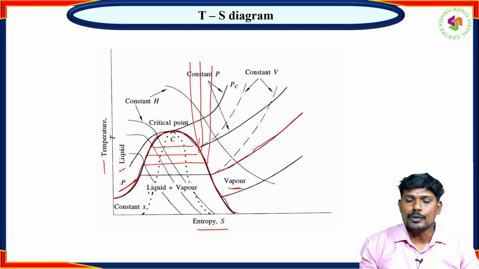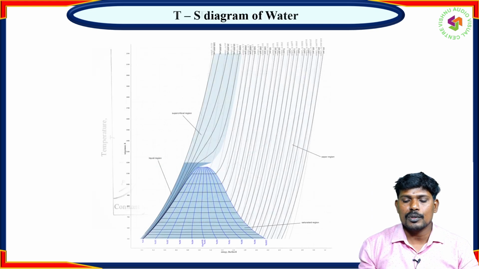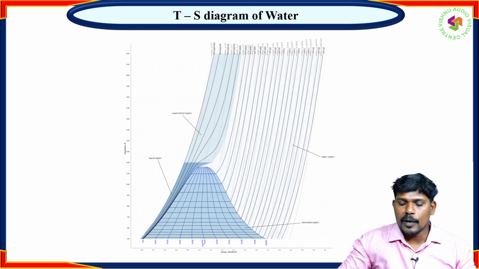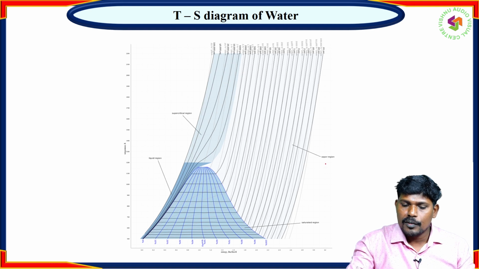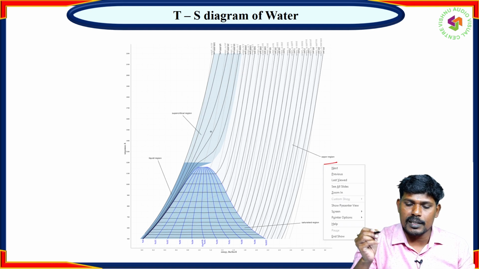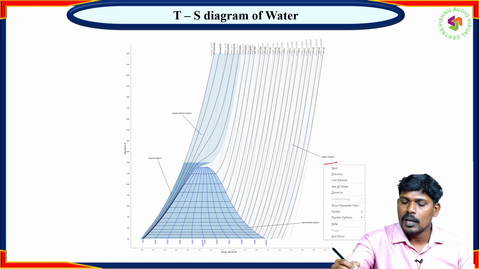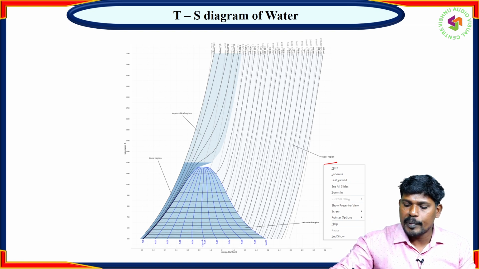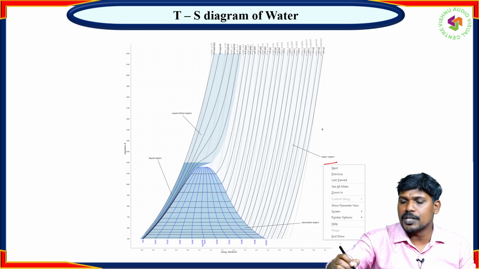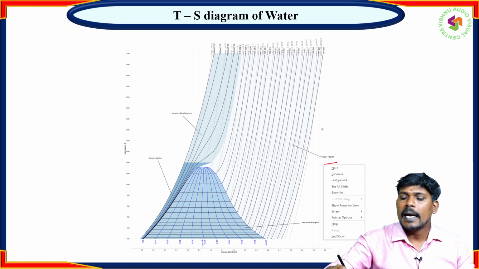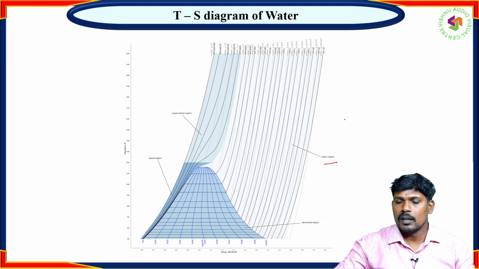So these are very useful diagrams in thermodynamics. We can see this is a TS diagram of water. This is a solid region, this is a saturated region, this is a vapor region, and this is a supercritical region. These lines show, at different pressures, how the entropy is changing with respect to the temperature, and at constant volume also, how the entropy is changing with respect to pressure and temperature.